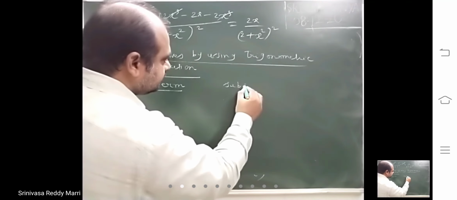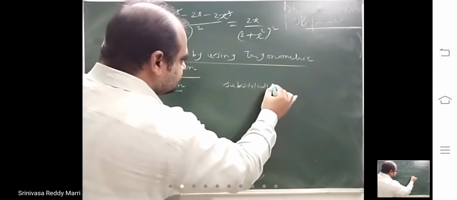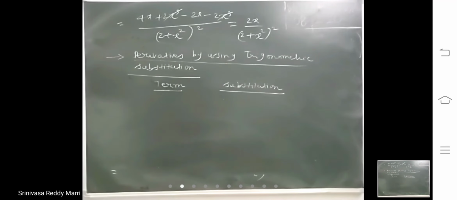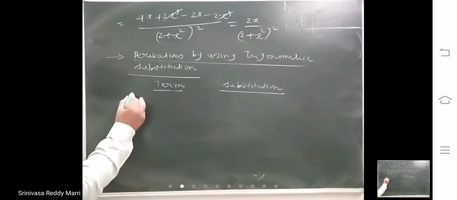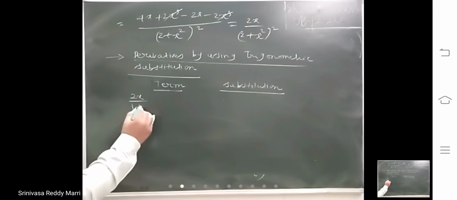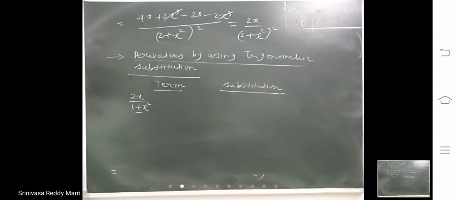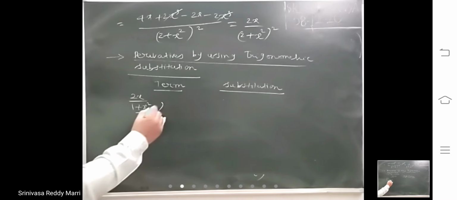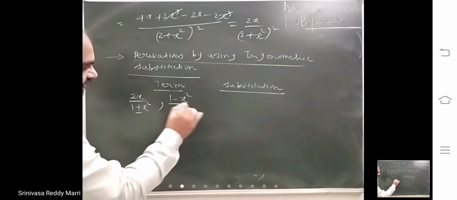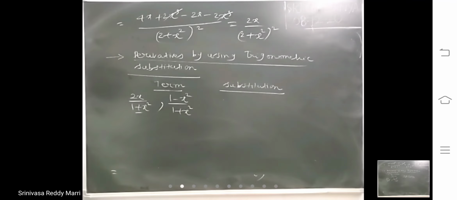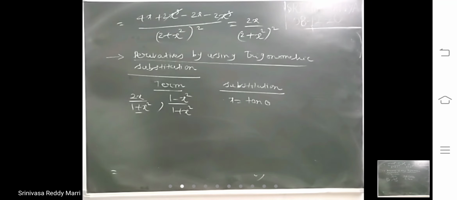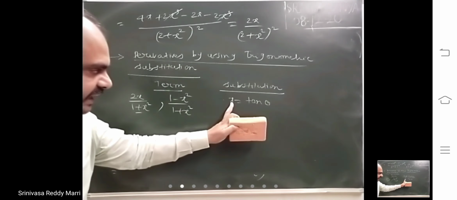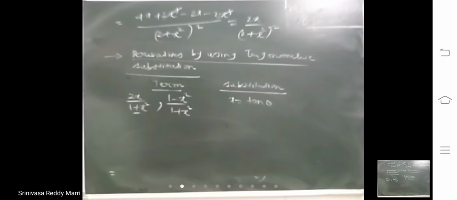substitution. Some formulas are there, write this. Look at, if in f of x the term contains 2x by 1 plus x square, 2x by 1 minus x square, 1 minus x square by 1 plus x square. Suppose these three terms you got in the function. Then you take the substitution x equal to tan theta. That means in place of x, we will take tan theta substitution.